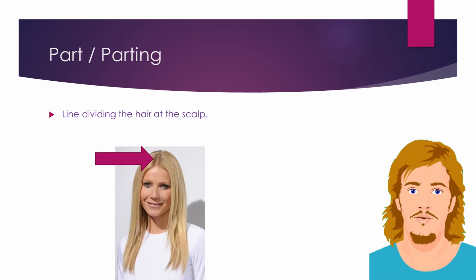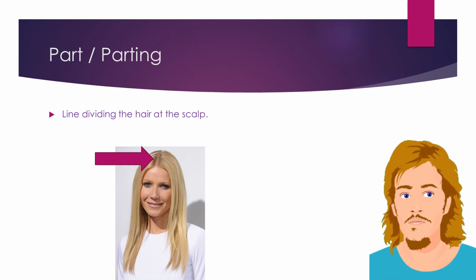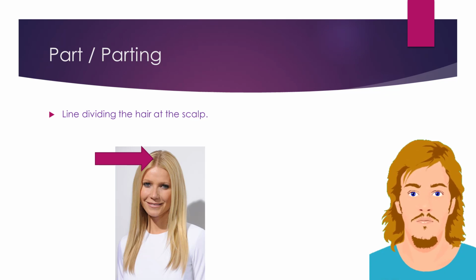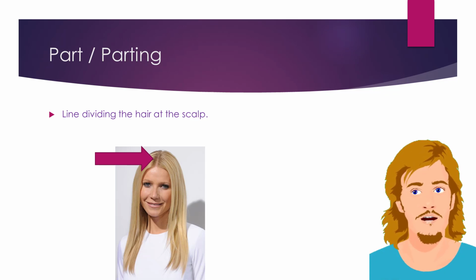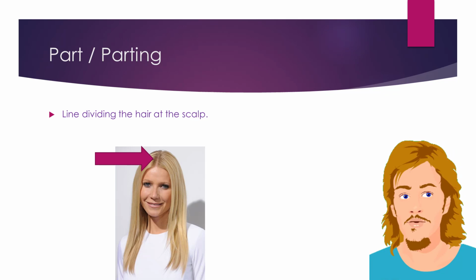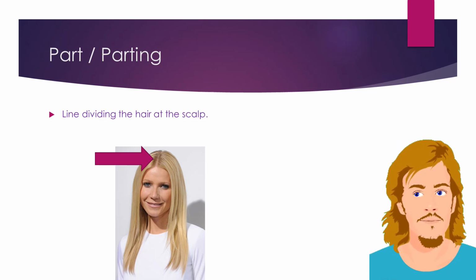Now that you understand what lines and angles are, let's look at how they apply to haircutting. Before we begin a haircut, we need to know where to start. We must learn to part or divide the hair at the scalp, so that we may learn how to control the hair. By drawing a line on the scalp with a comb, we can create a part, or parting.